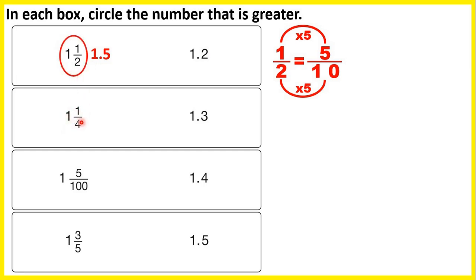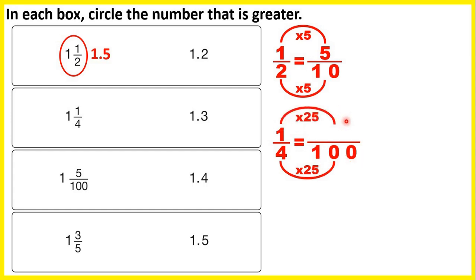Now we have 1 and 1/4. We can't change 1/4 into tenths because 10 isn't in the 4 times table. But we can find an equivalent fraction to 1/4 with a denominator of 100. Because 4 times 25 is 100 and 1 times 25 is 25. So because 1/4 is the same as 25 hundredths, we can write 1 and 1/4 as 1.25 because the second digit after the decimal point is the hundredths digit, and we have a fraction with a denominator of 100.